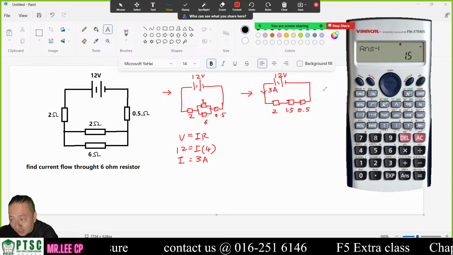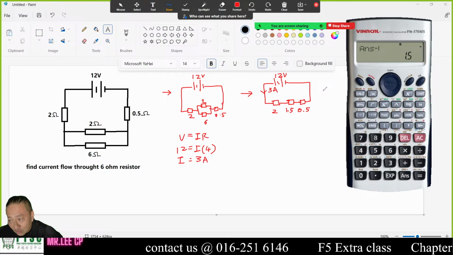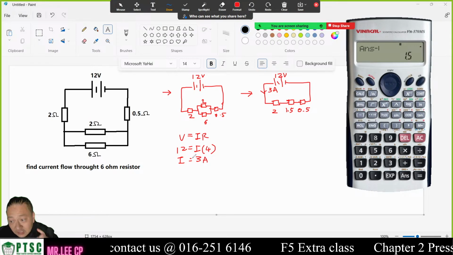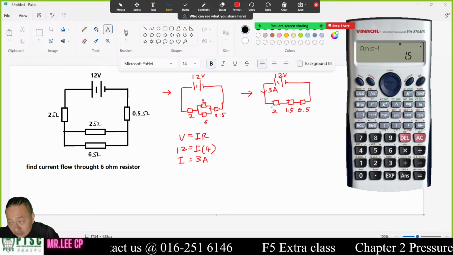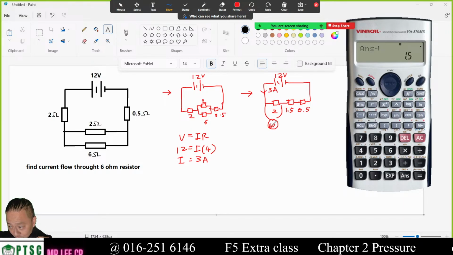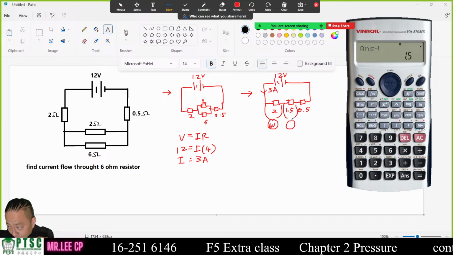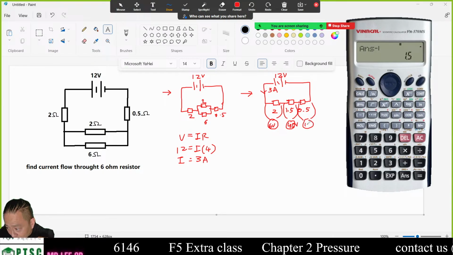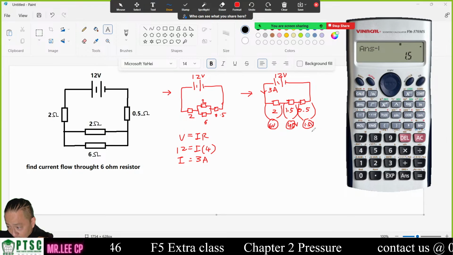As I told you, first step, find the effective resistance. I already found the effective resistance. Second, find the current. Lastly, find each voltage. This voltage is 3 times 2, 6 volt. This one 3 times 1.5, 4.5 volt. 3 times 0.5, 1.5 volt. Altogether, it is 12 volt.